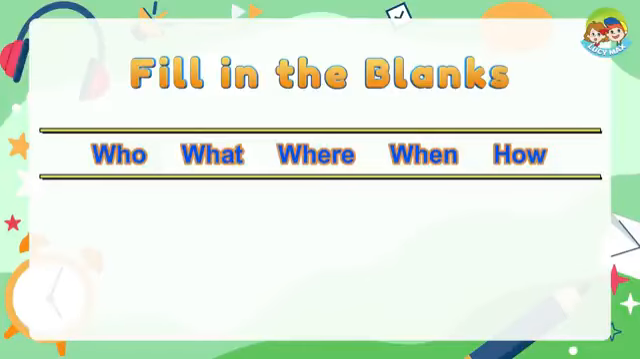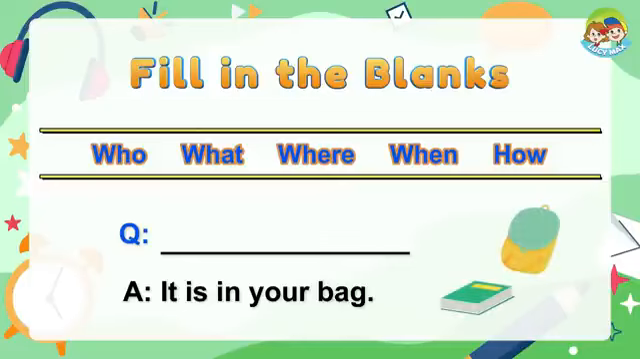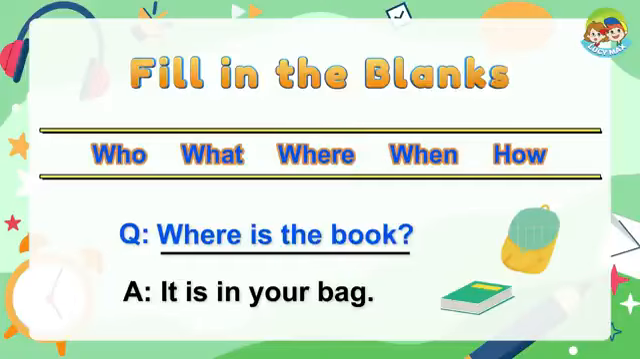Fill in the blanks using a question word in the box. The words in the box are who, what, where, when, how. The answer is it is in your bag. In is a preposition, so we use where. Where is the book? It is in your bag.